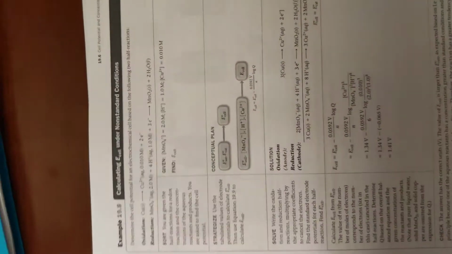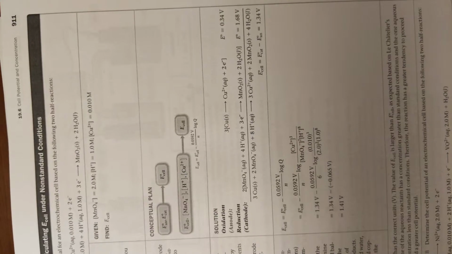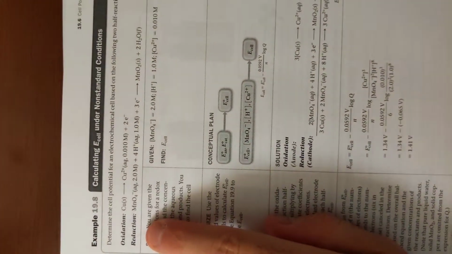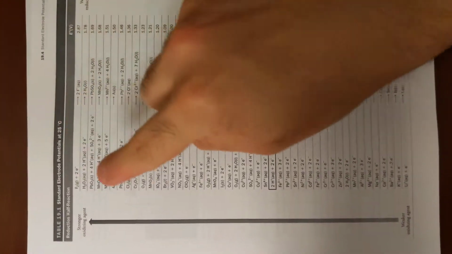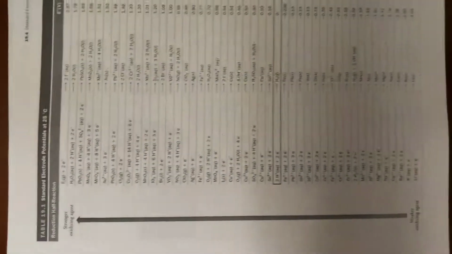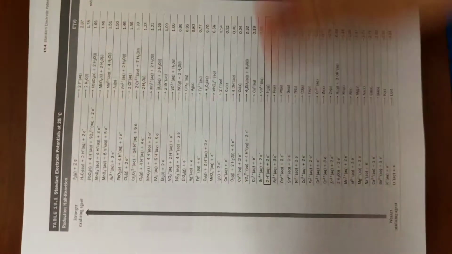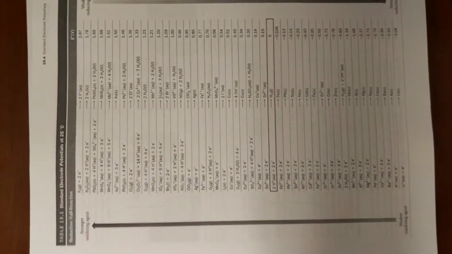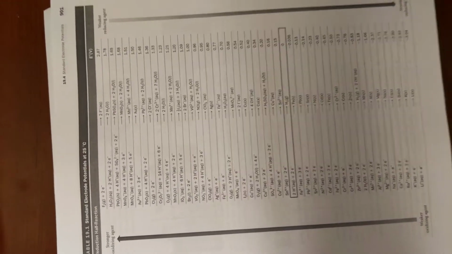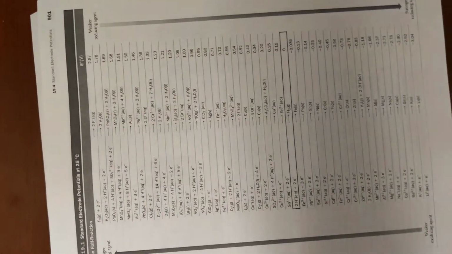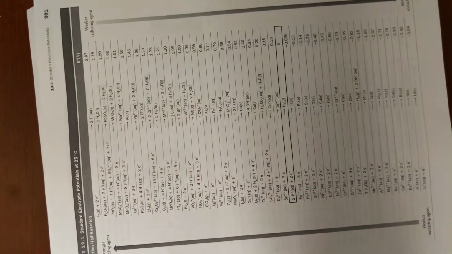Well, first of all, I could figure out E of the cell, standard, because it's my E reduction minus my E oxidation. Where do I get those values from? If I look into the chapter on table 19.1, these are all the reduction half reactions. Now, it doesn't matter that one of them is oxidized and one of them is reduced. I use these reduction values to figure out the reduction potential. That's why you do E reduction minus E oxidation, E cathode minus E anode.